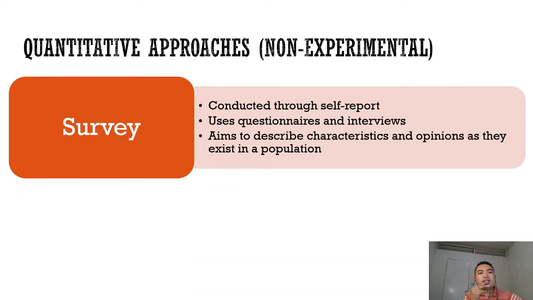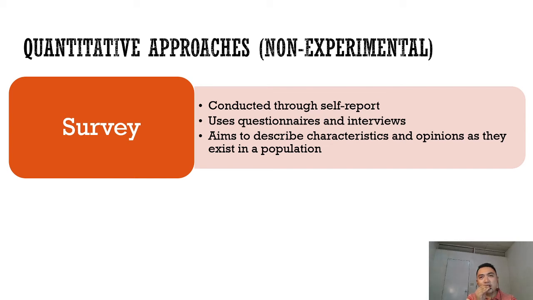So survey is one example of a quantitative approach. Survey is conducted through self-reporting. Okay, you gather data from individuals on two or more variables, and then you seek to determine if these variables are related to each other. You can use questionnaires, interviews, and it aims to describe the characteristics and opinions of the respondents. Okay, so magamit ang mga questionnaire, most likely this questionnaire.